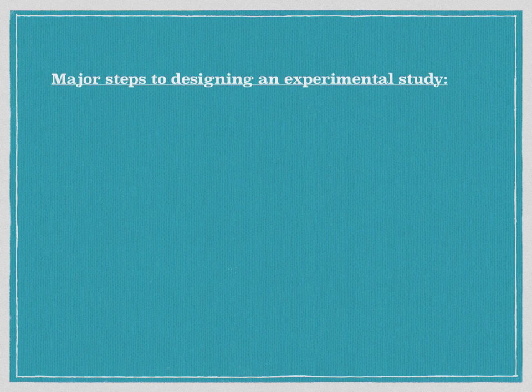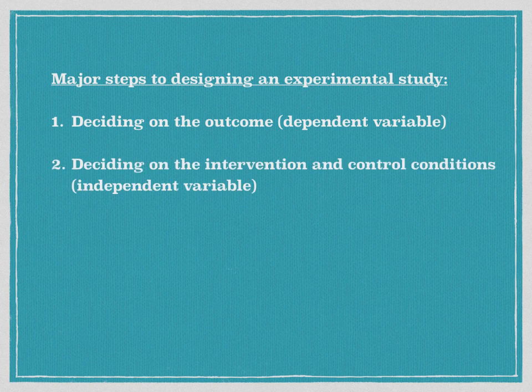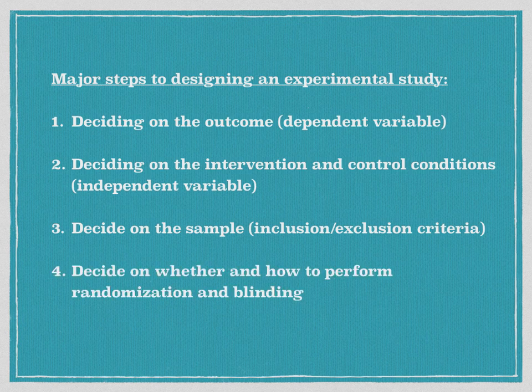Designing an experimental study can seem daunting. Here are 4 major steps to get you started. 1. You should decide on the outcome, that is, the dependent variable. Second, you should decide on the intervention and control conditions, that is, the independent variable. Then you must decide on the sample using inclusion and exclusion criteria. And lastly, you should decide on whether and how to perform randomization and blinding. Now let's look at each of these steps separately.